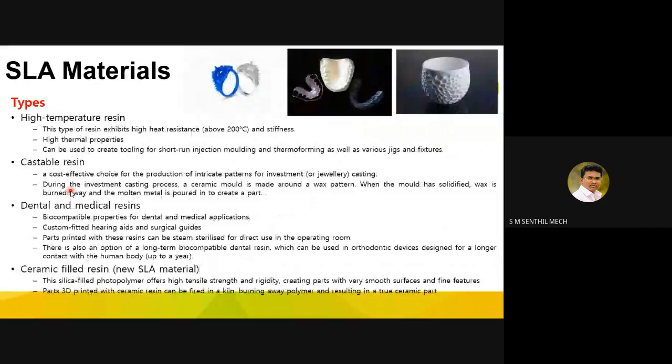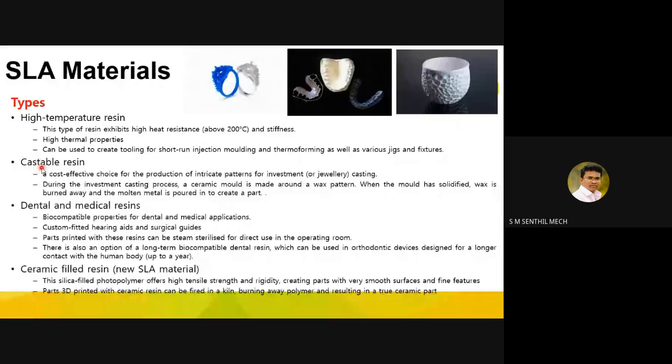The other common materials are high temperature resins. These are resins which have high heat resistance, and can be exposed to about 200 degrees Celsius. They have very high thermal properties, which is the reason they are used for injection molding and thermoforming of jigs and fixtures. So this is a very mechanical kind of application.